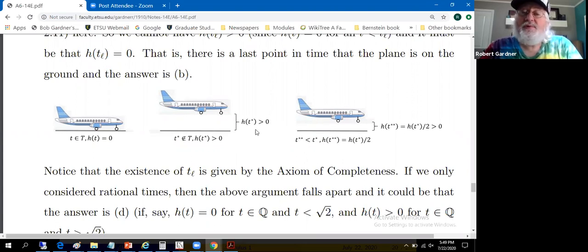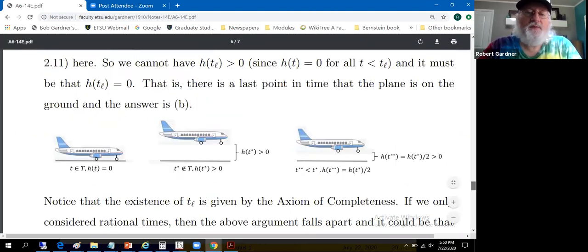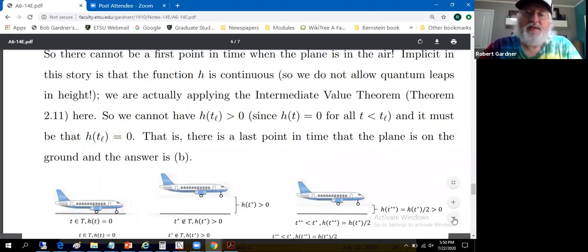And that's true regardless of what T star is. If H of T star is positive, if the plane is off the ground now, it had to be off the ground earlier. That's the point. So there can't be a first point in time where that plane is off the ground, because if it's off the ground, it's got a height. Earlier, it had to be lower, say half the height it is here. So there can't be a first point in time that the plane is in the air.